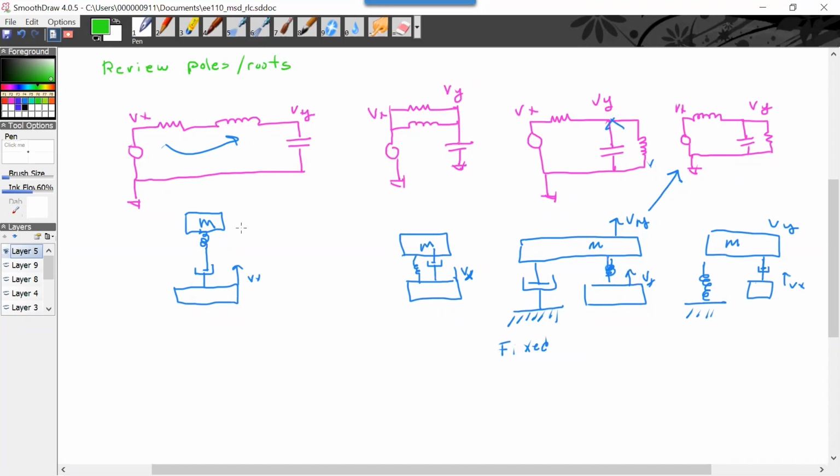Now, sure, if I put a damper here, fixed to ground, that'd be like putting a resistance in parallel with here. Same thing here. If I put a spring or a damper, that would put it in parallel here. I could put another resistor here. But really, these are the four major configurations that you can familiarize yourself with.